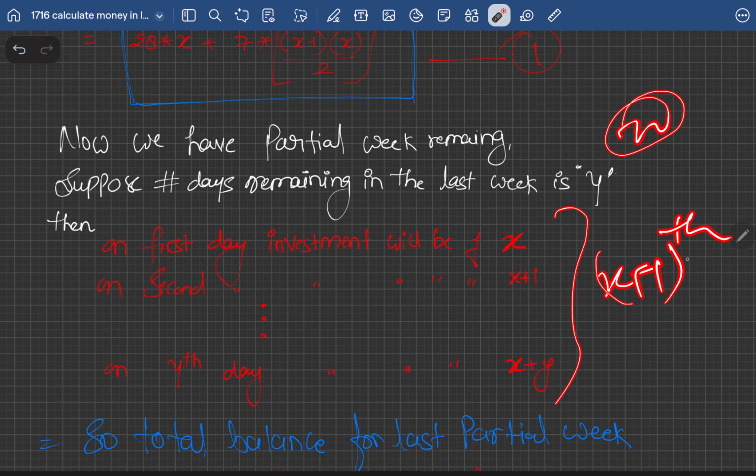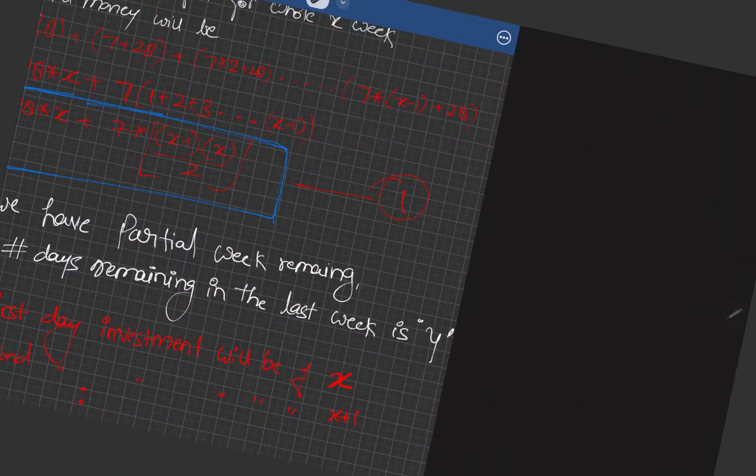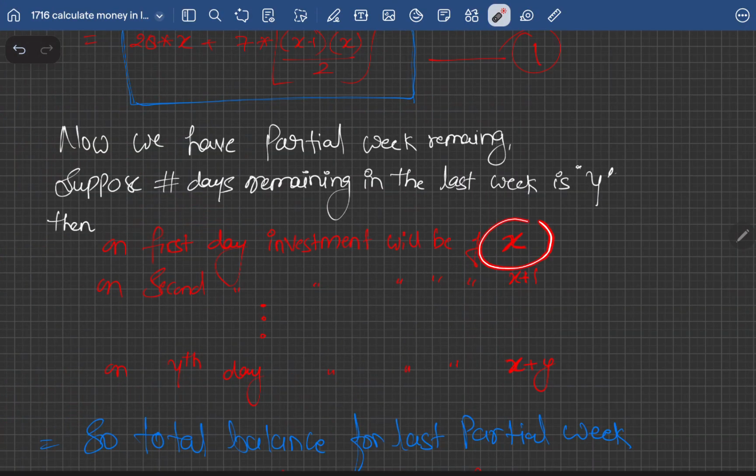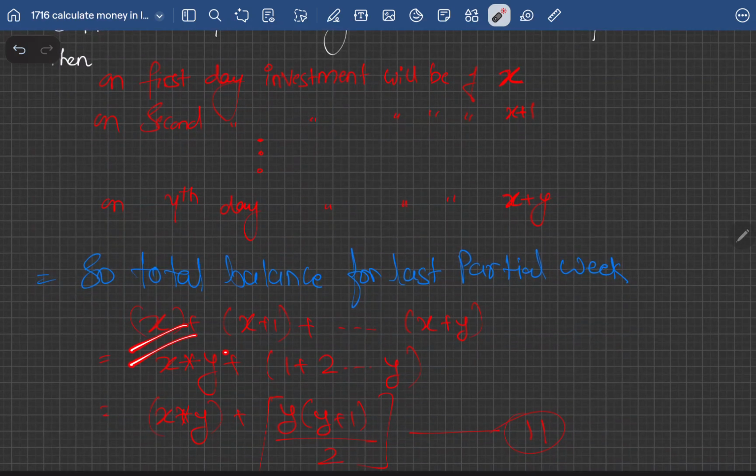In the first week he invested 1 rupee, in the second week he invested 2 rupees, in the third week he invested 3 rupees. So in the x plus 1th week, on the first day he will be investing x. On the second day he will be investing x plus 1, until on the y-th day he will be investing x plus y. So the total balance for the last partial week will be x plus 1 till x plus y.